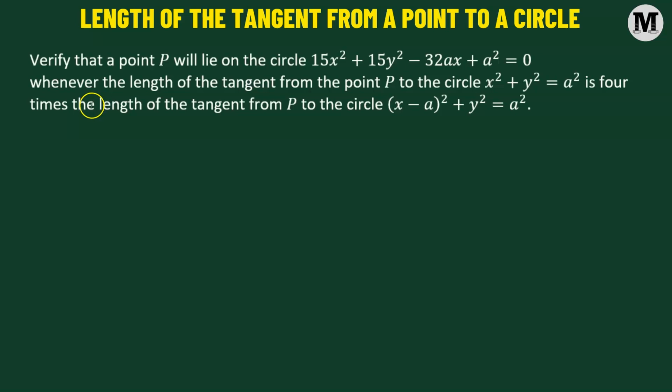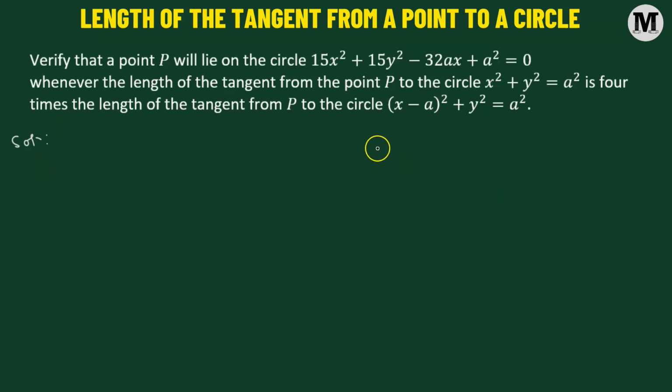In this problem, we need to verify that a point P is going to lie on a circle whenever the length of the tangent from the point P to the circle x squared plus y squared equals a squared is 4 times the length of the tangent from point P to the circle (x minus a) whole squared plus y squared equals a squared. Let us begin. So here, let's try to understand it graphically.